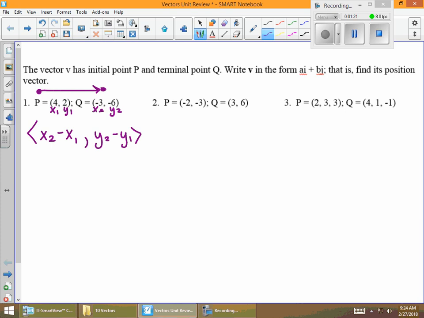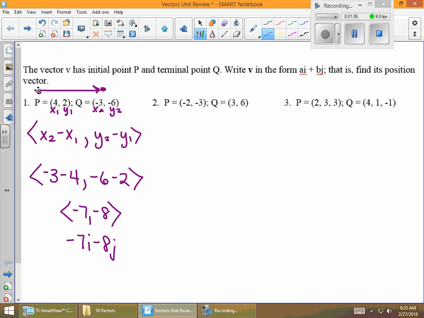Here's how we would use it with this first problem. Our horizontal component is going to be negative 3 minus 4. Our vertical component is going to be negative 6 minus 2. And that makes the vector with the horizontal component negative 7, vertical negative 8. That's in component form. In the ai plus bj form, you would write that as negative 7i minus 8j.